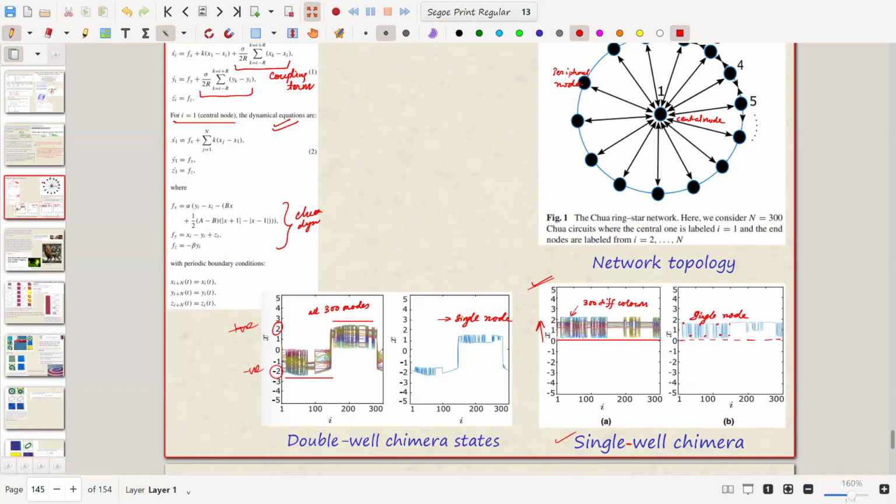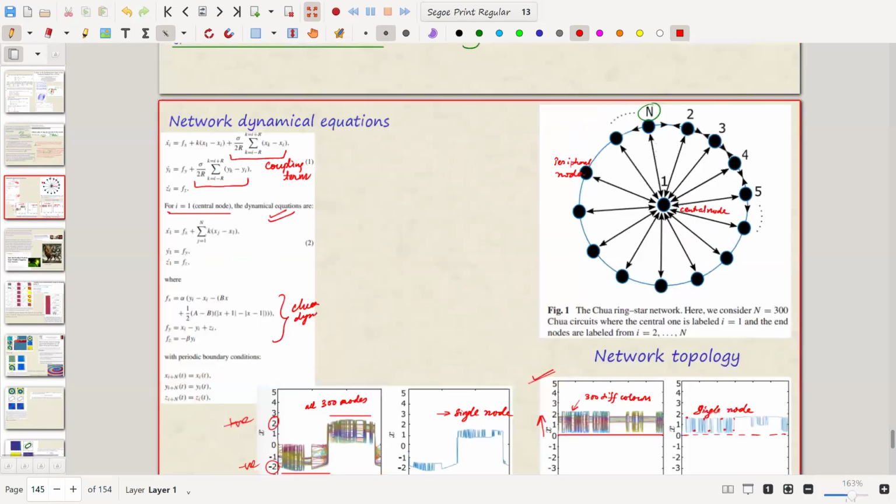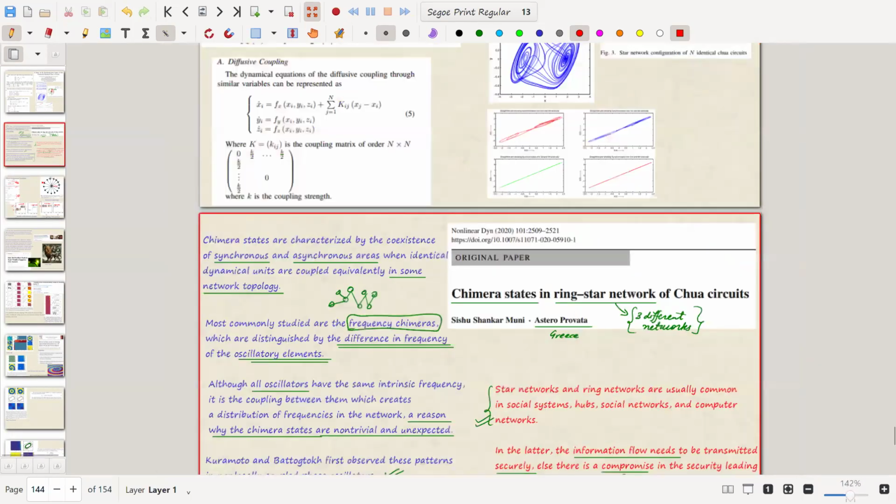Till now, this question is open. I could not think of it actually, but there is a hypothesis in my mind which can be true, but I have not tested it. Why can this single and double well chimera state exist? Let me tell you. Let me show you the picture.